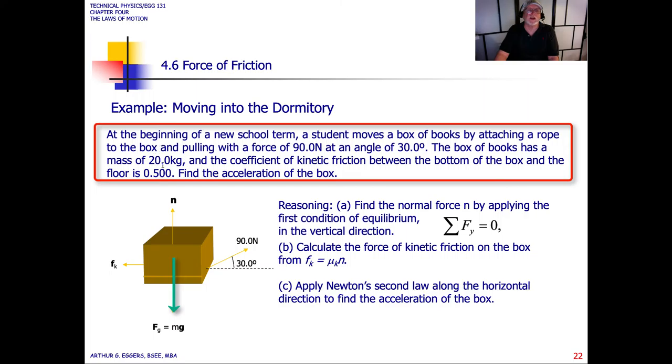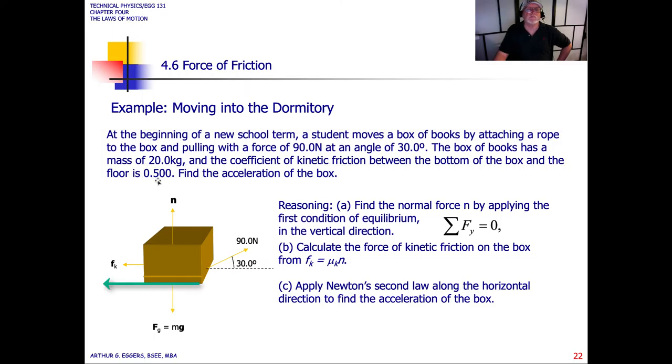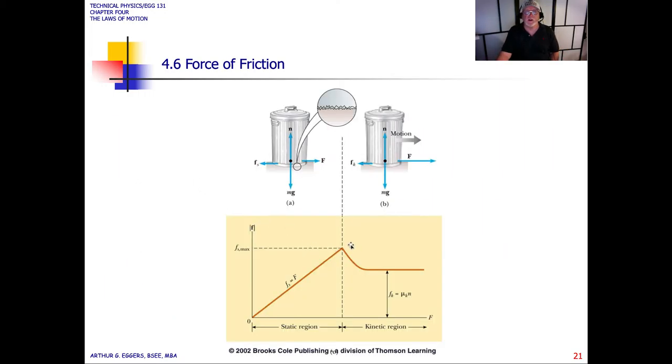So that's not the weight of the box, that's 20 kilograms of mass that you would have to multiply times 9.8 meters per second squared. The coefficient of kinetic friction between the bottom of the box and the floor is 0.500. Find the acceleration of the box. So now we're on that side of the relationship where the box is moving.